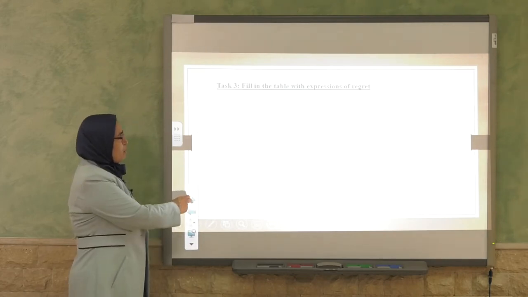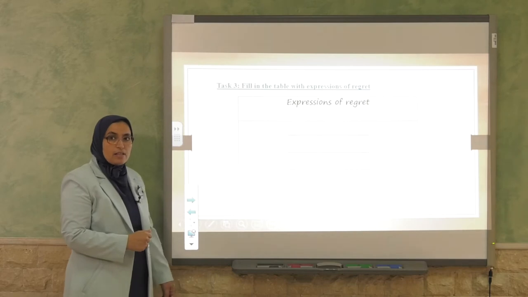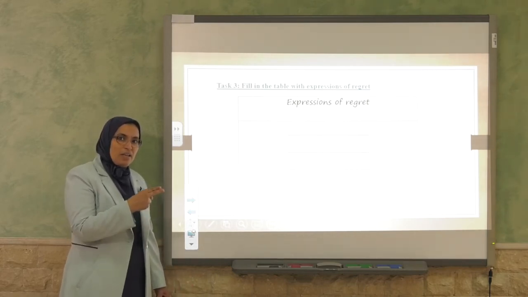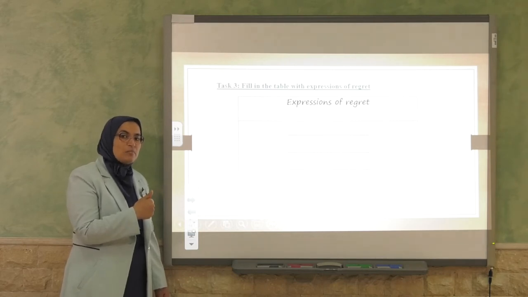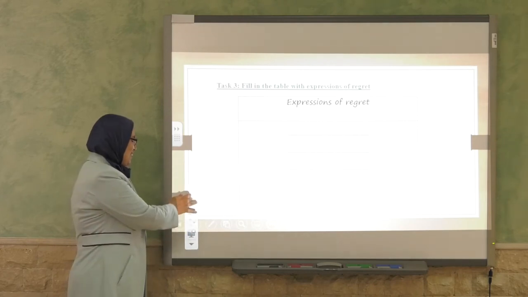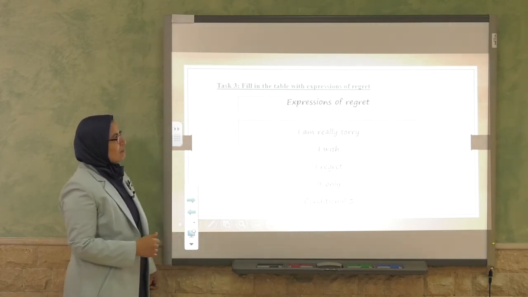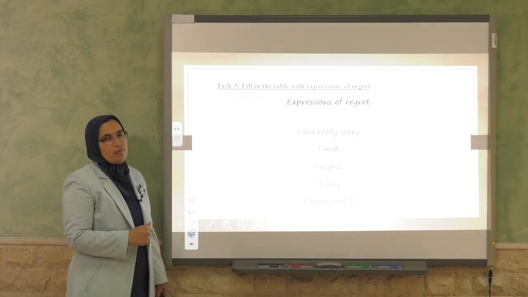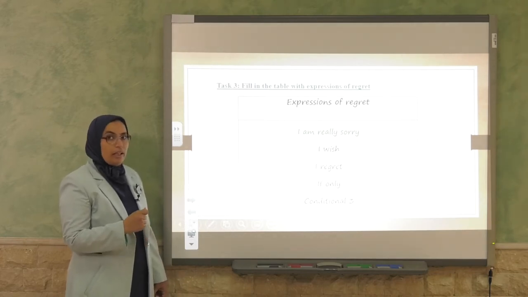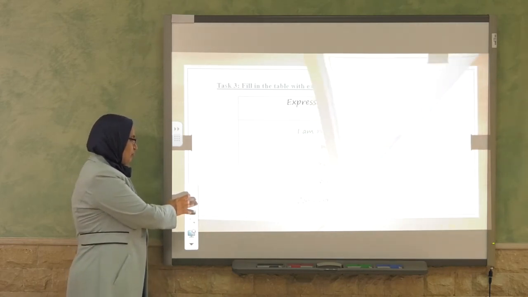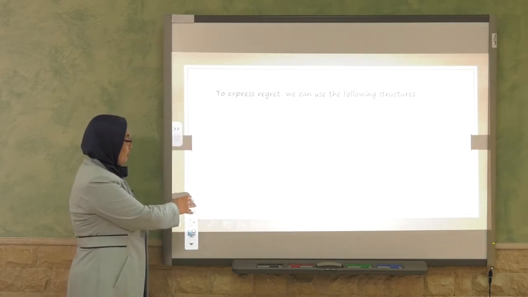Now, fill in the table with expressions of regret from the dialogue. Do you remember them? Okay, who can say? The first one is, I'm really sorry. Okay, let's check our answers. Expressions of regret are, I'm really sorry, I wish, I regret, if only, and condition number three, if. Plus what we are going to see later.